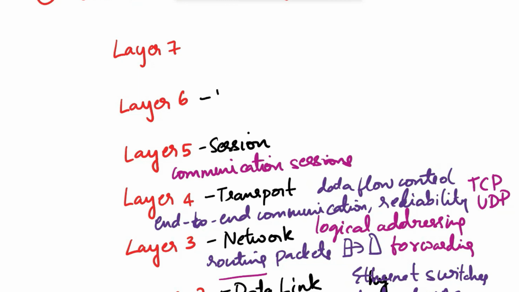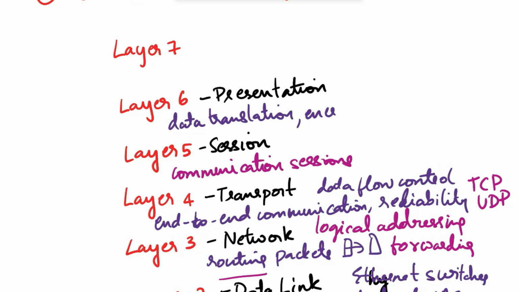Then the next layer is the presentation layer, which is the sixth layer. This layer deals with data translation, encryption, and compression. It ensures that data is presented in a format that the application layer can understand. This may involve data encryption, data compression, or character encoding or decoding.